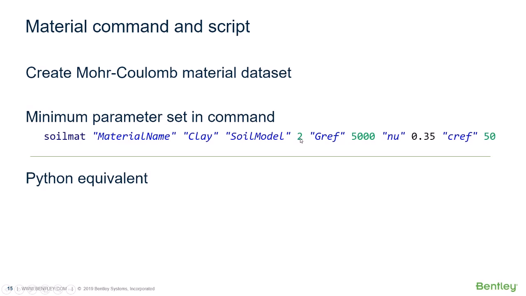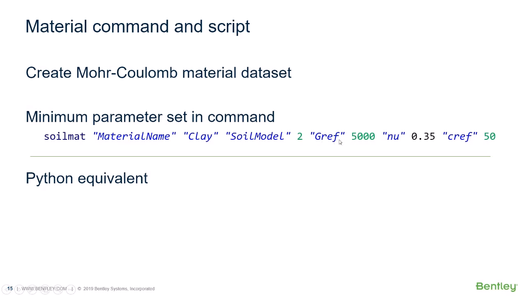If you want to, for instance, use the Hardening Soil model, we can use 3. If it's the HS small model, we can use 4. On the web page that we have, we can see for all the different material models which number is the equivalent here.